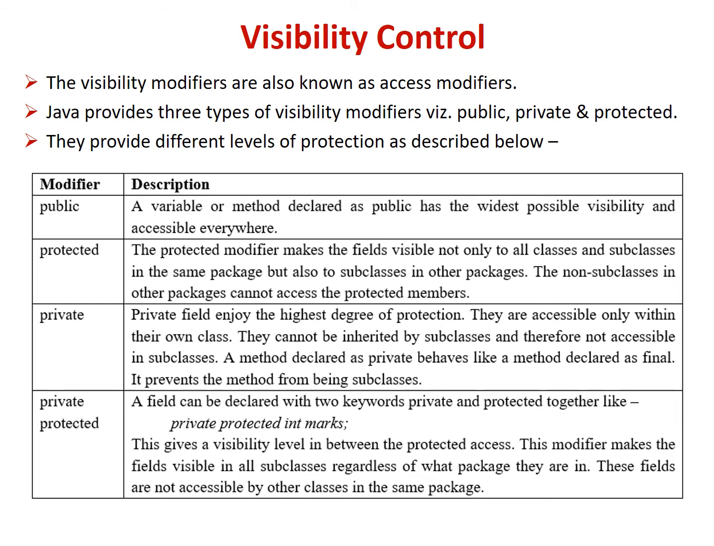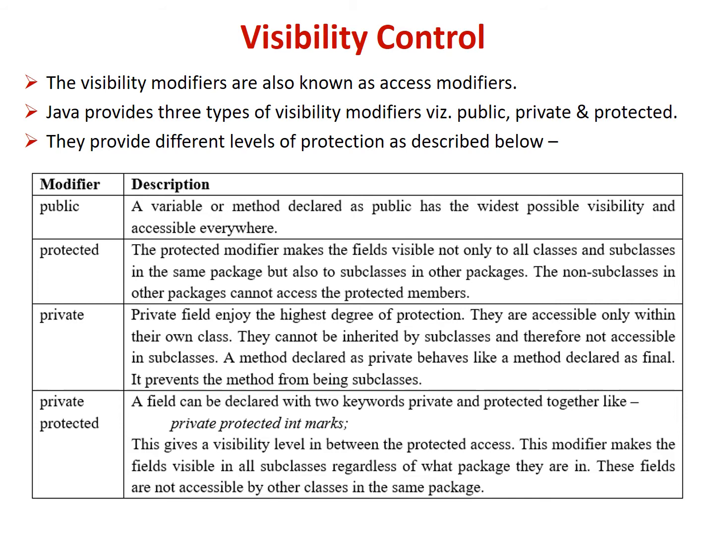Next is private. Private fields enjoy the highest degree of protection. They are accessible only within their own class. They cannot be inherited by subclasses and therefore not accessible in subclasses. A method declared as private behaves like a method declared as final. It prevents the method from being subclassed.